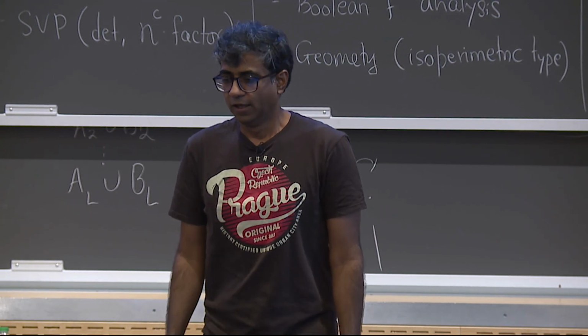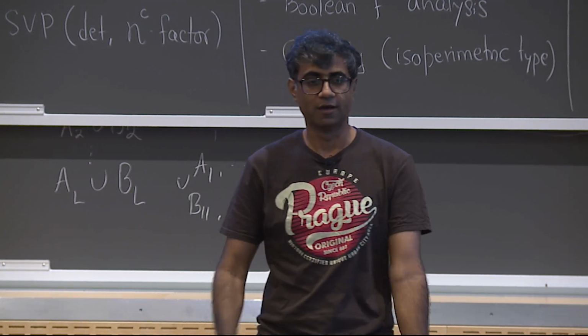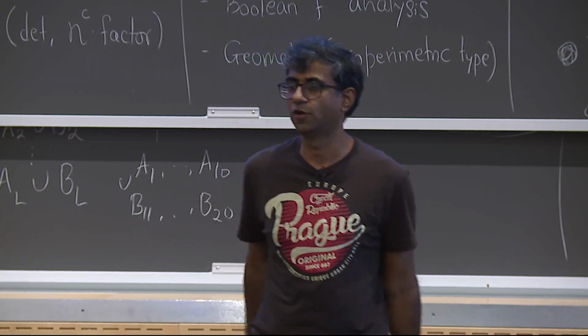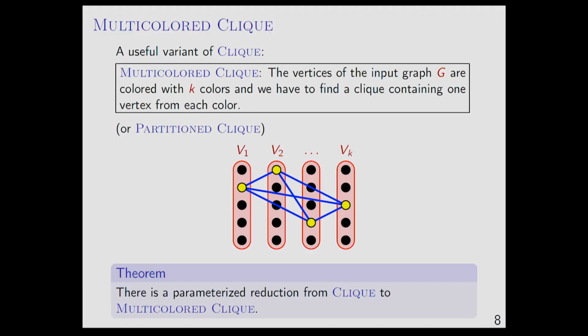Okay. So a useful variant of clique which occurs in parameterized complexity quite a lot is called multicolor clique, or partition clique. What is it? The vertices of graph G are colored with k colors, and you wish to find a clique which consists of one vertex from each color. This is why it's called partition clique or multicolor clique. Now I'm going to give you a parameterized reduction from clique to multicolor clique. So here's an instance of multicolor clique. V1 you can think of as color class 1, V2 as color class 2, and so on. And from each color class, you need to pick a vertex.